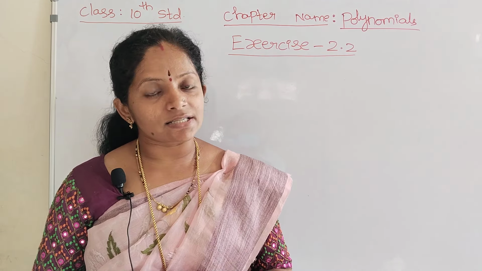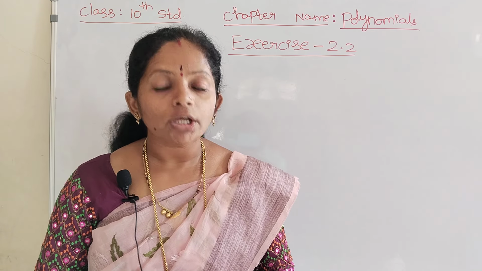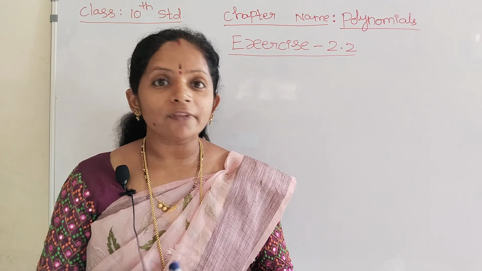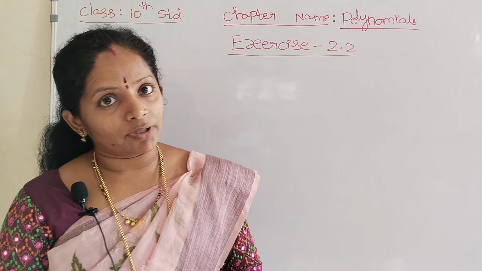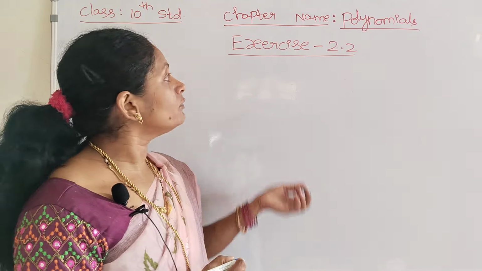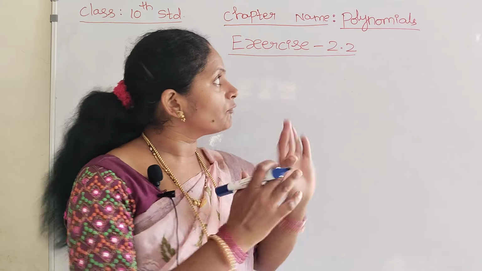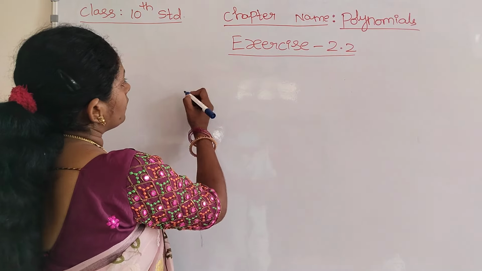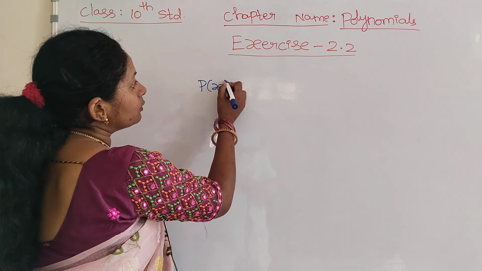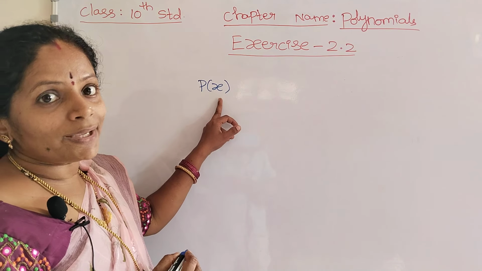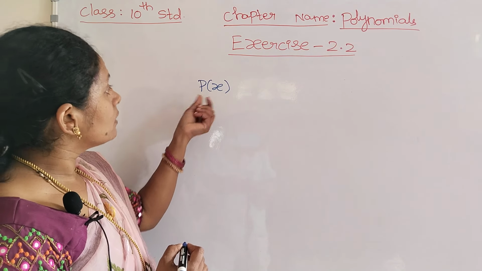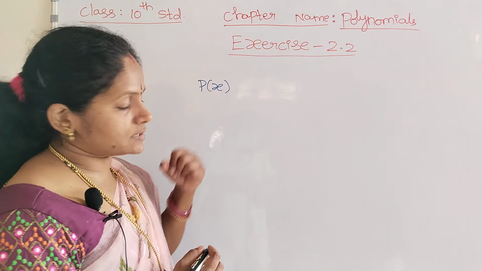Vaishali's Mathematics Classes. Here we are going to solve exercise 2.2 from the 10th standard Polynomials chapter. Before solving 2.2, let us understand some important points from this chapter. Polynomials are denoted with p(x), which means this polynomial is in terms of the variable x.